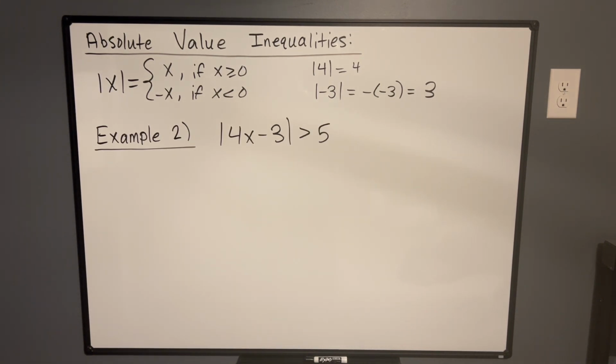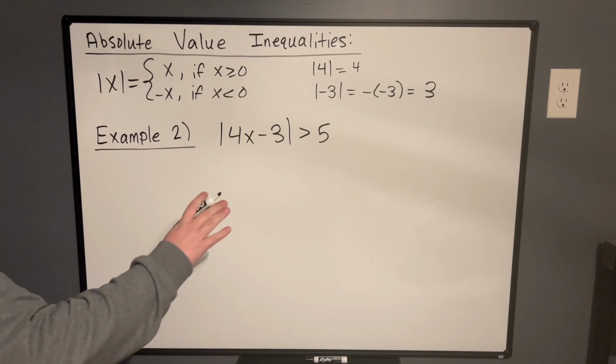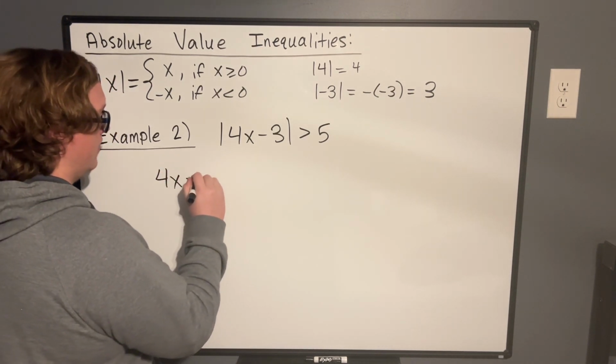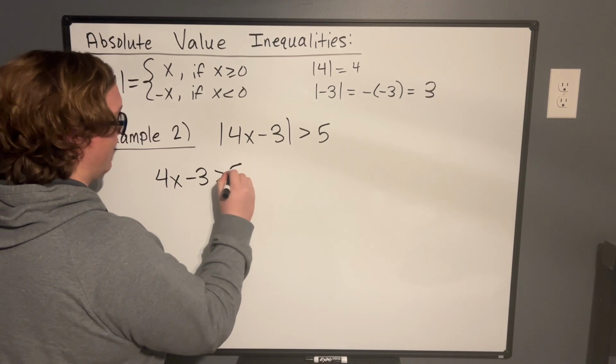All right, so here we have example 2. This one is the absolute value of 4x minus 3 is greater than 5. So again, when we solve these inequalities, we need to remember that there's two cases. The first one, we get rid of the absolute value. We treat it like it's not even there. So it'll be 4x minus 3 is greater than 5.